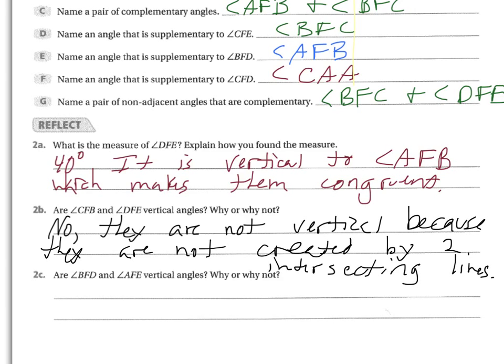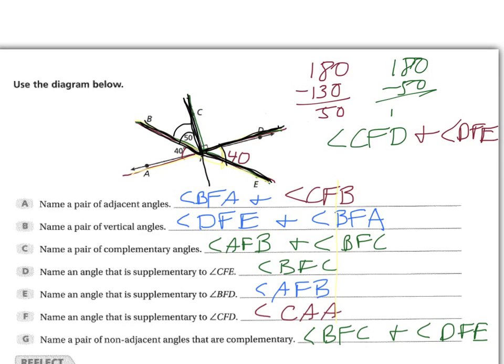And the last ones are BFD and AFE vertical. Well, let's look at this. I wish I could erase. I don't know what the problem is with my eraser right now. Let's see. Well, there we go. Well, at least this works a little bit better.